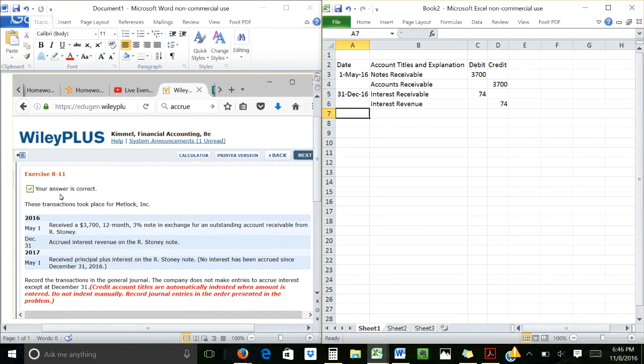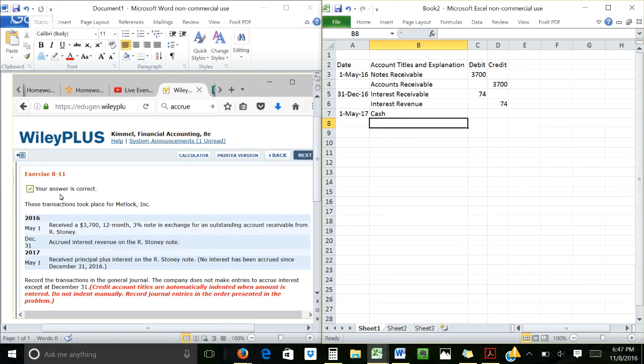And then the last part of posting the journal is going to be May 1st, 2017, at the end of the contract period. And this is when R. Stoney is going to pay up. So we're going to debit the full amount of cash, which we will find out here in a second. The first thing we need to do is credit the appropriate accounts, and we will find the total amount of cash that we need to spend.